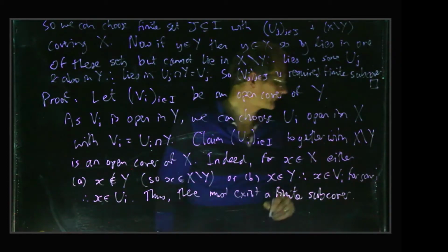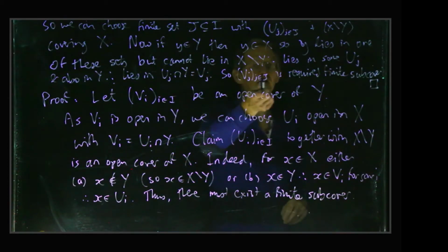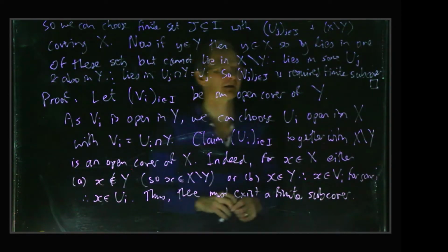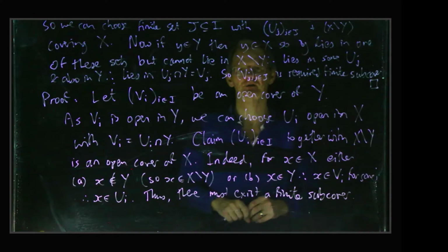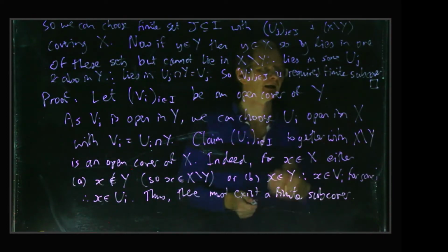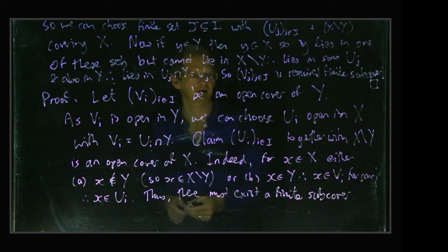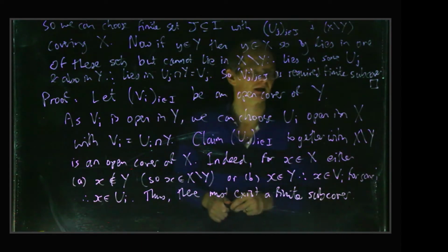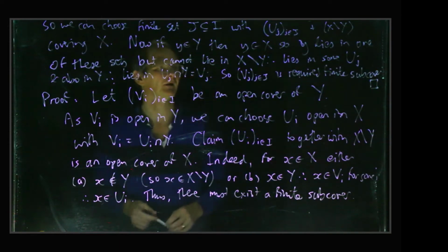So that means that these sets V_j, for j just in this finite set J, are a subset of the original family of V_i, and they still cover the whole of the set Y. So that's our required finite subcover. That's what we needed to produce in order to show that Y is compact.